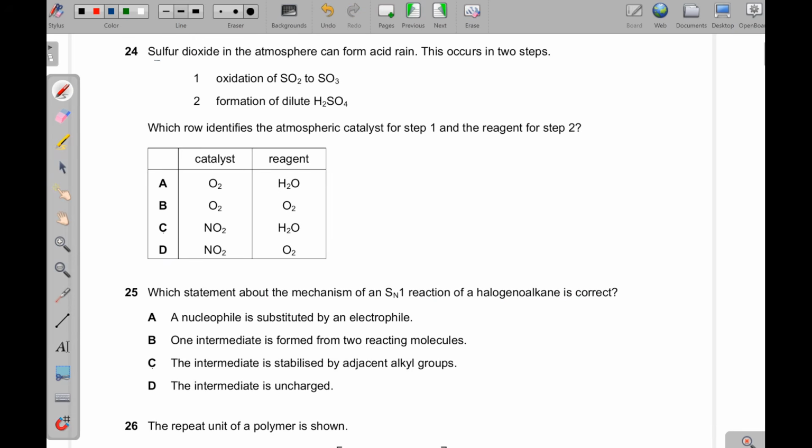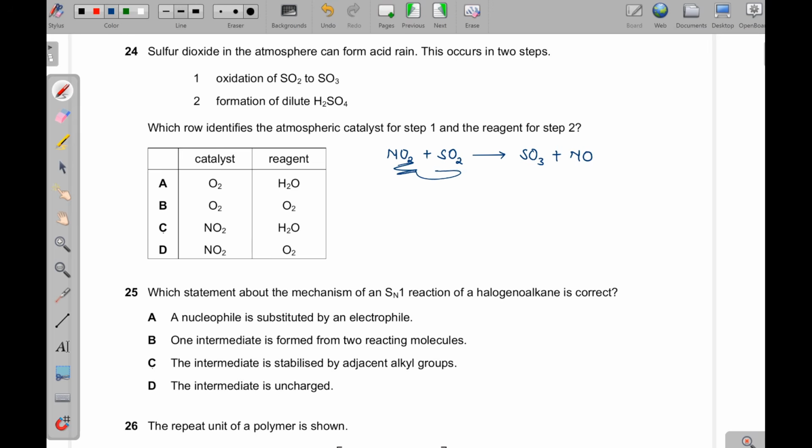Question 24. Sulfur dioxide in the atmosphere can form acid rain. This occurs in 2 steps. Oxidation of sulfur dioxide to sulfur trioxide. Actually, we call this catalytic oxidation of sulfur dioxide to sulfur trioxide by nitrogen dioxide. So you have nitrogen dioxide here, which reacts with sulfur dioxide, and then you get the sulfur trioxide here, plus nitrogen monoxide.